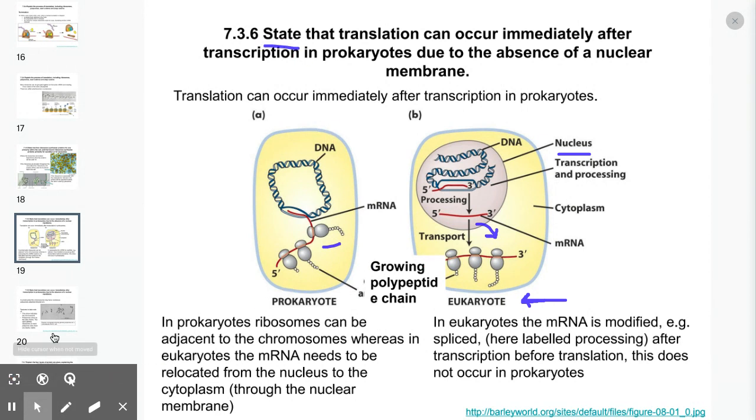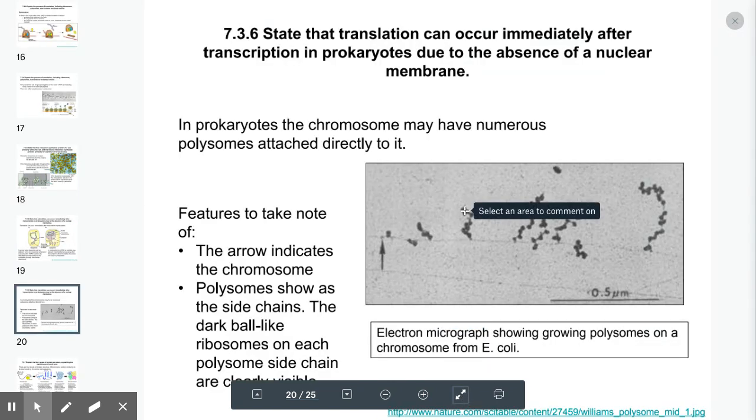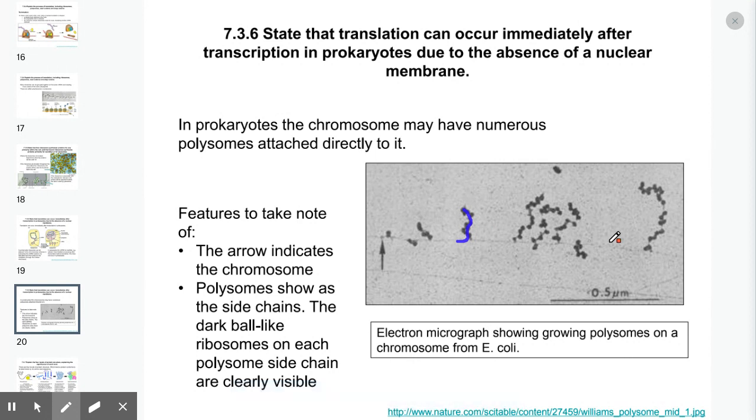However, IB does want you to be able to identify some. So in this image here, this is our DNA. We have a piece of DNA here, and it's hard to see, but there's transcription happening here. And you've got these polysomes lined up here ready to take that information and make a polypeptide. Here's a little easier view to see that. We have our little messenger RNA there between our polysomes.